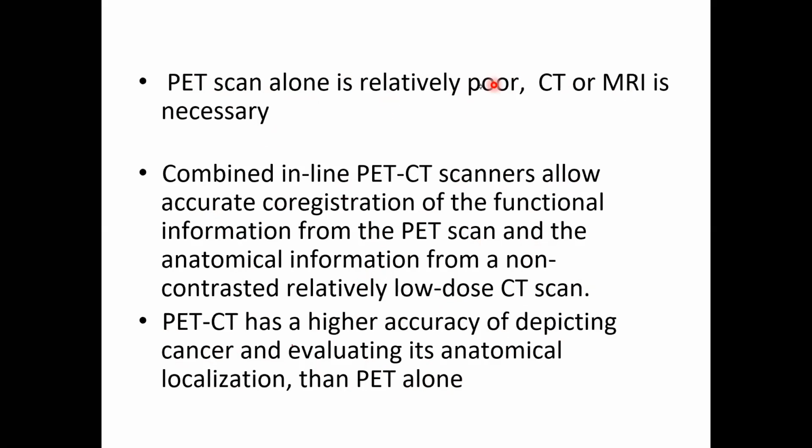I told you the bike example. Physiological functions are shown by the PET scan, and anatomical details by CT and MRI. Combined in-line PET-CT scanners allow accurate co-registration of the functional information from the PET scan and anatomical information from the contrasted, relatively low-dose CT scan. So you know that the accuracy of detecting cancer is high along with CT.